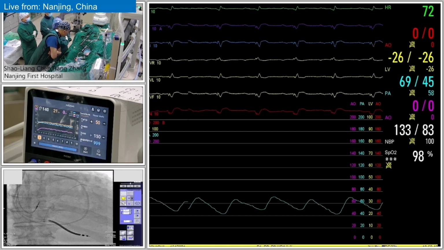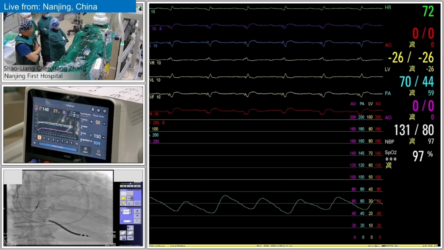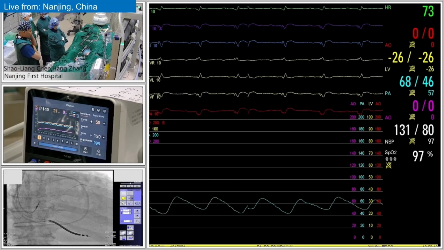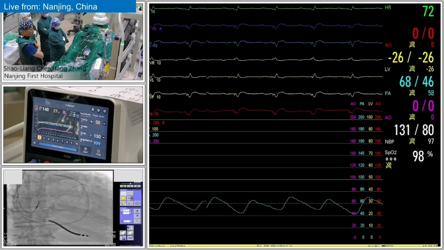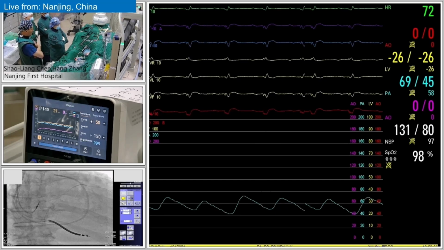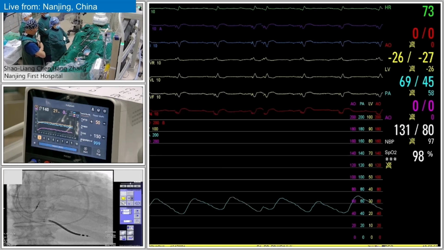Still 3.1. Okay. 3.5. Increase. So probably I think we need to wait a long time for the patient to recover from the ablation. Right now, cardiac output increased to 3.5.